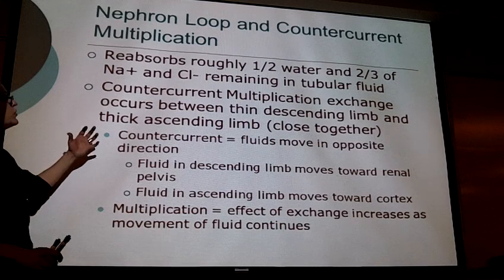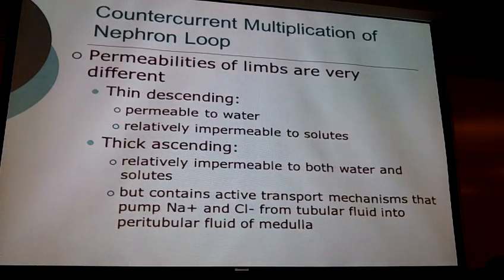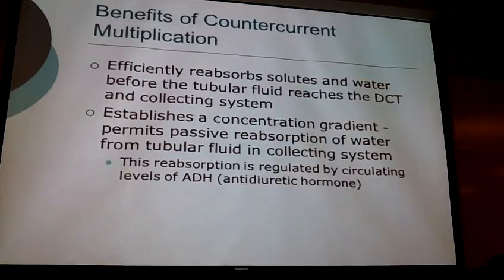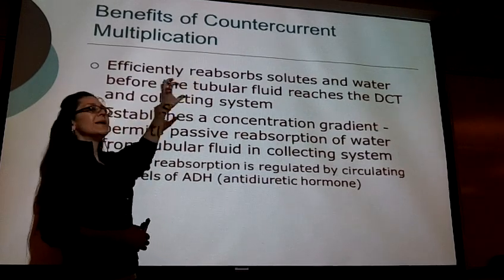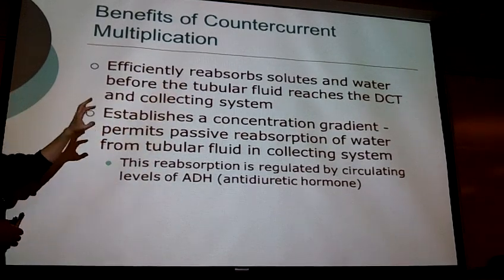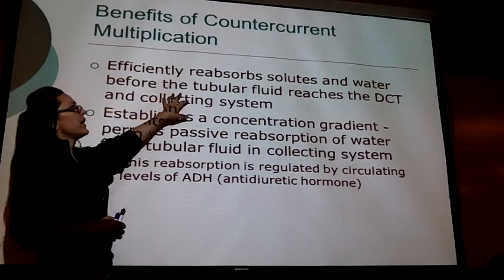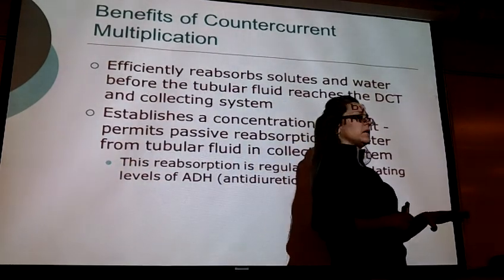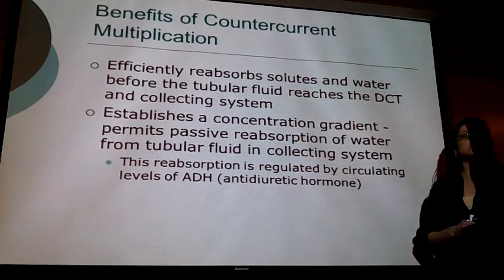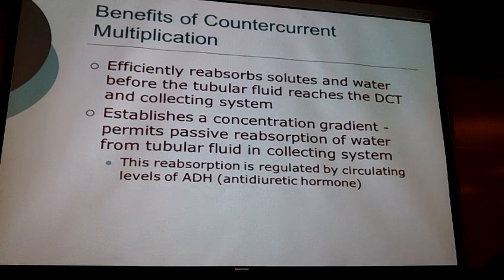But let's look at the benefits of this, and then we'll talk about what it is. So the benefit of countercurrent multiplication is that it's a way to very efficiently reabsorb solutes like sodium and chloride and water before that tubular fluid, or the filtrate, gets to the DCT and collecting ducts, which are the last places that we have to tweak it. And again, the DCT and collecting ducts are going to be under the influence of hormones.